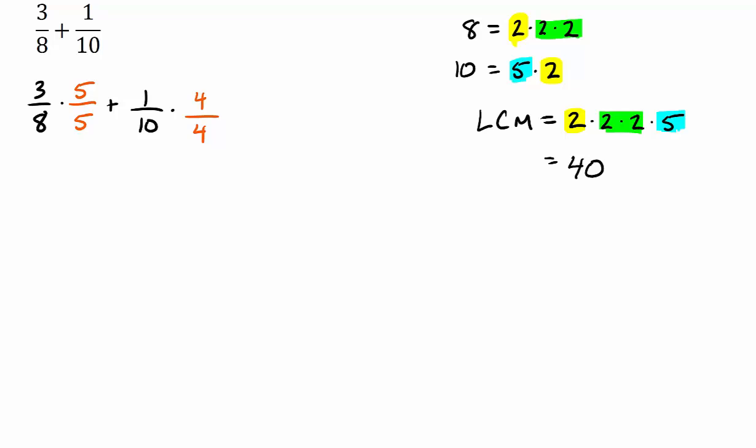Now if I multiply these fractions out, I'll get 15 over 40 plus 4 over 40, and they're over the same denominator. I can now add the numerators, so 15 plus 4 is 19, and I arrive at that simplified form right away. I have one last example to go over in this video. I want to handle subtraction.